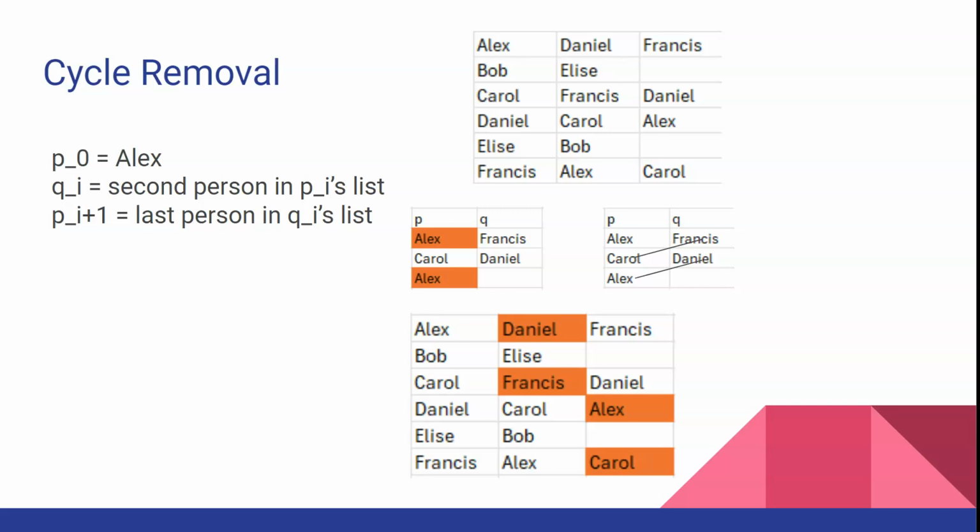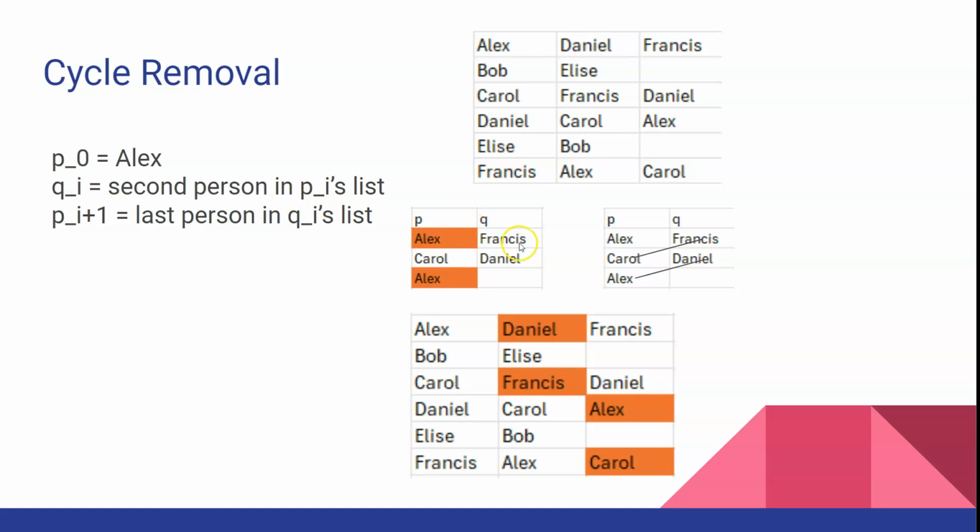remove cycles. So let's define P0 as Alex, since that's the first entry. Or it has to be the first entry with multiple people in it. So we'll define it as Alex. The second person, we'll define Q sub i as the second person in P sub i's list, and P sub i plus 1 as the last person in Q sub i's list. So going by this, we can make the following table right here.